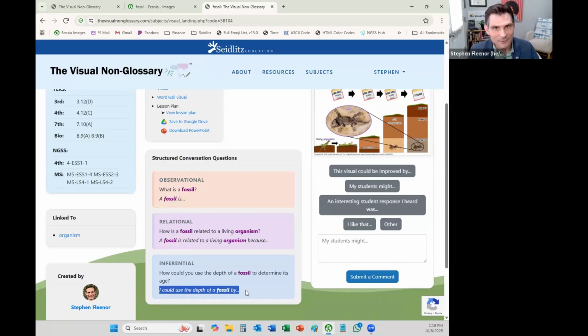By the end of the lesson, every student who engages with a visual non-glossary lesson is going to have practiced using this keyword at least 3 times in 3 different contexts at 3 different levels of depth and complexity. And when they truly master and acquire vocabulary that way, they also master and acquire the content concepts behind that vocabulary. So let's dig into a visual and glossary lesson. Let's take a look at it.